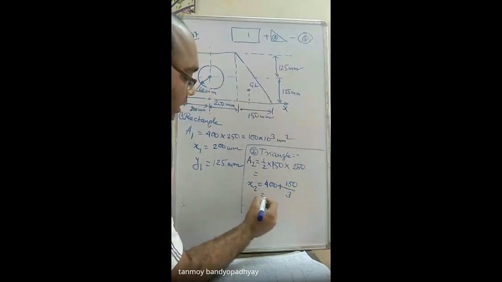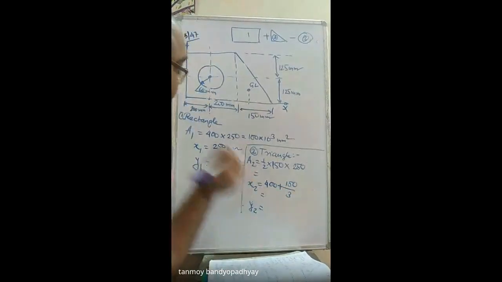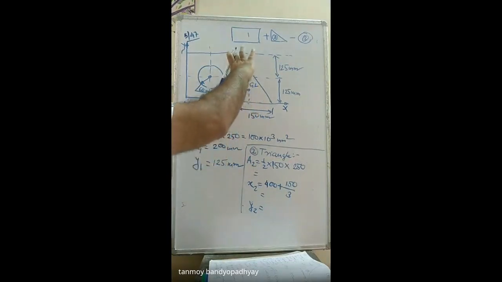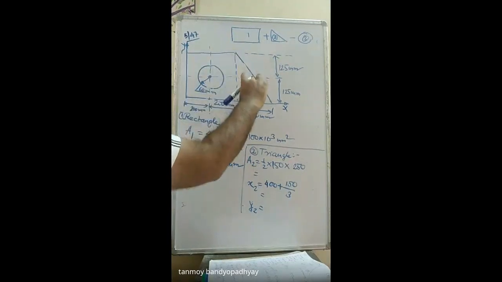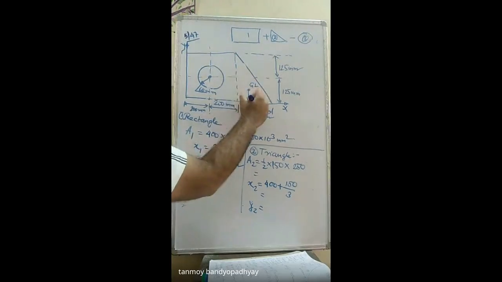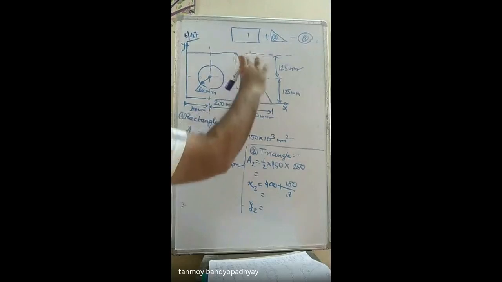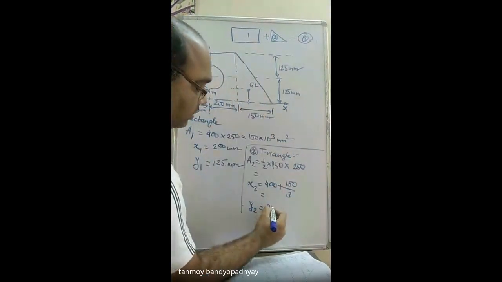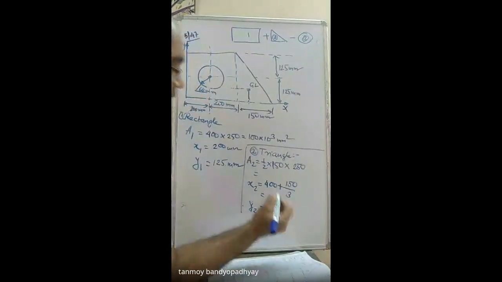And y2 will be equal to, again you have to consider the depth on this side. This is the height, so the depth on this side is 250. This length will be 1/3 of this length. So this length is 250, so this will be 250 by 3. So y2 will be equal to 250 divided by 3.